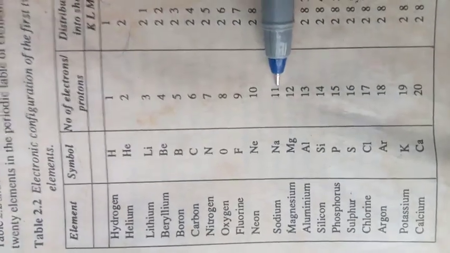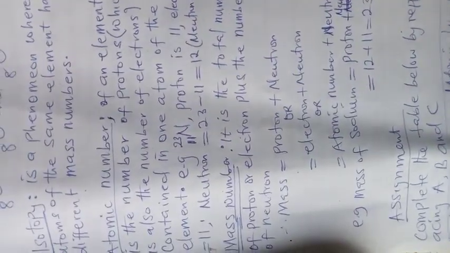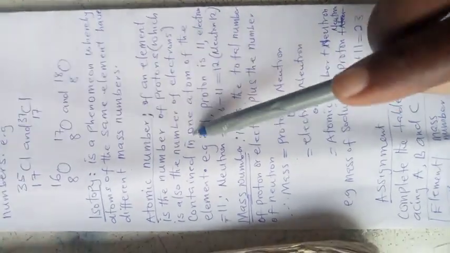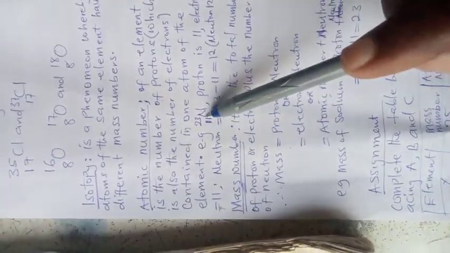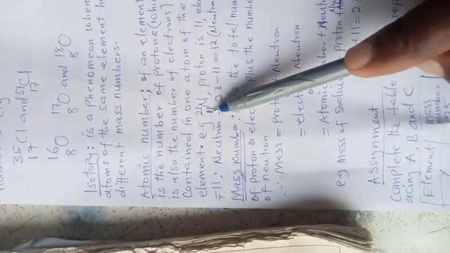So it is the number 11, which is the atomic number, and also the number of what? Electrons and protons. So the number of electrons and protons is known as what? The atomic number. So the atomic number of an element is the number of protons, which is also the number of electrons contained in one atom of the element. For example, sodium has a mass number of 23, but an atomic number of what? 11. So protons are 11, and electrons are also equal to 11.